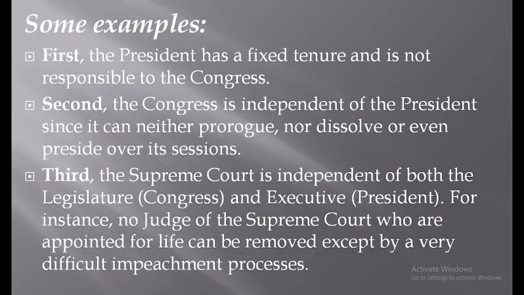Now let us see some examples to illustrate that there is clear division of power or separation of power among the 3 branches. First, the president has a fixed tenure and is not responsible to the Congress. In fact, the president or the executive branch is independent of the legislative branch of the government. Similarly, in the second point, the Congress is independent of the president since the president can neither prorogue nor dissolve or even preside over its session.